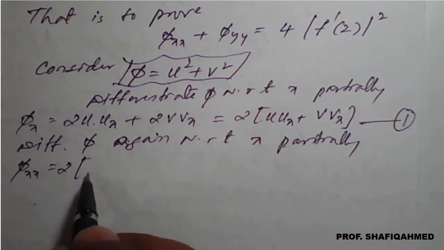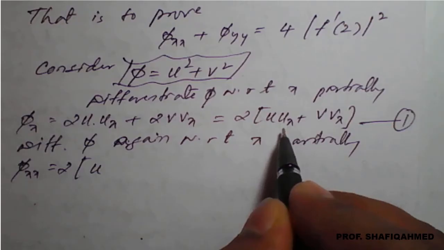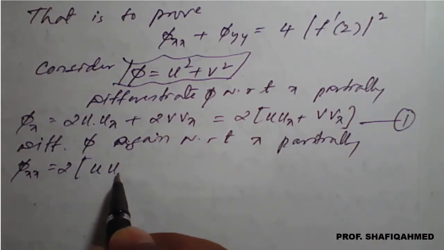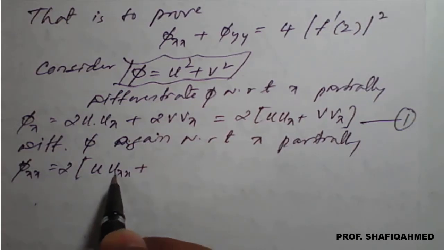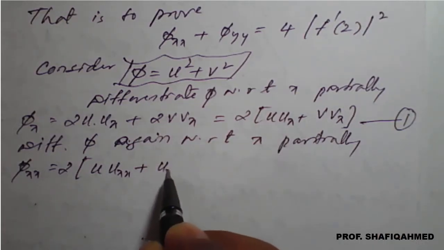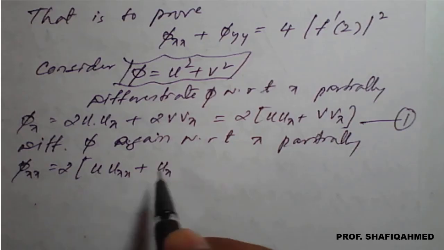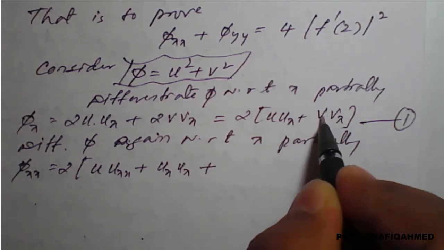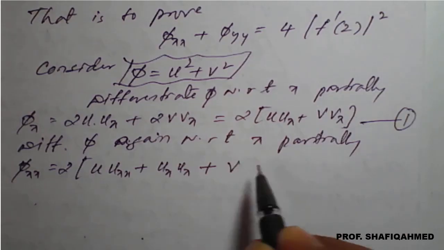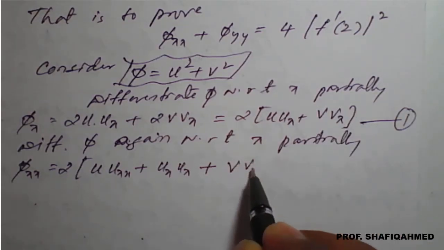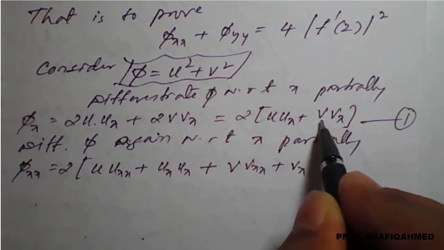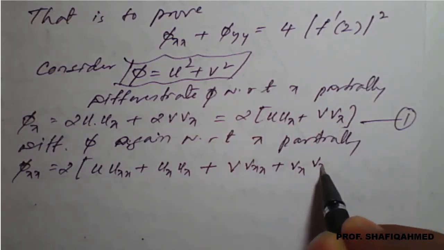So keep u as it is. Partial derivative of ux with respect to x is uxx, plus keep ux as it is. Partial derivative of u with respect to x is ux. This plus sign, again product formula, keep v as it is. Partial derivative of vx is vxx, plus keep vx as it is. Partial derivative of v with respect to x is vx.